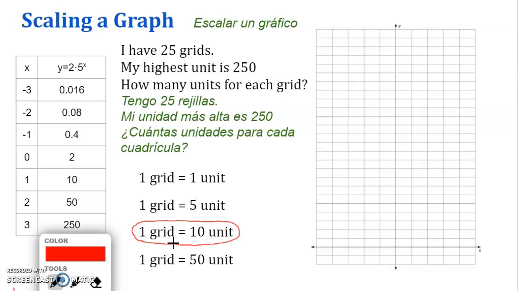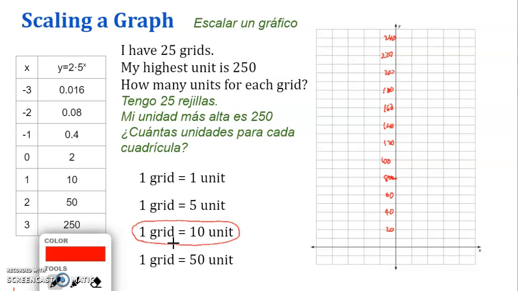That means this is going to be 10. I'm just going to mark every other one: 20, 30, 40, 60, 80, 100, 120, 140, 160, 180, 200, 220, and 240. And that last one is 250.